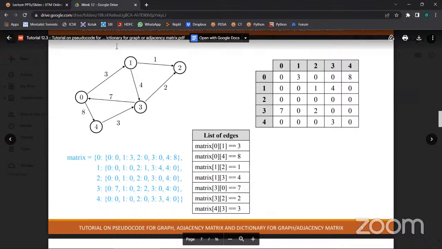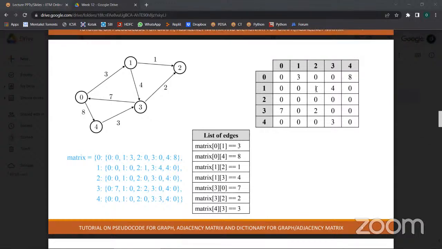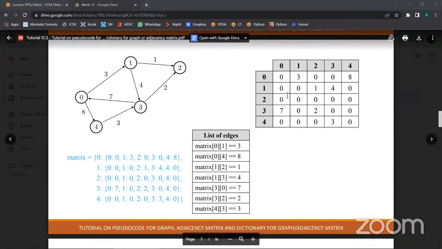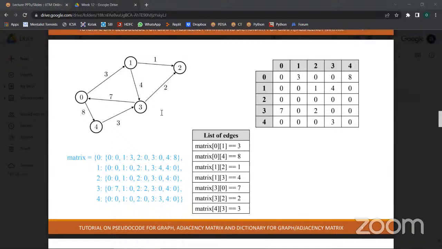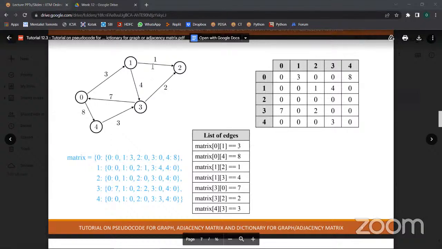The top left corner, this pictorial, is a graph, right? Obviously. But the point is, this same graph can be represented in a tabular structure like this, where the zero means that they don't have an edge. Correct. So 0 means they don't have an edge, and the numbers represent the value on the edge. So when I say 0, 1 is 3, that means there is an edge from 0 to 1, and the weight of that edge is 3.